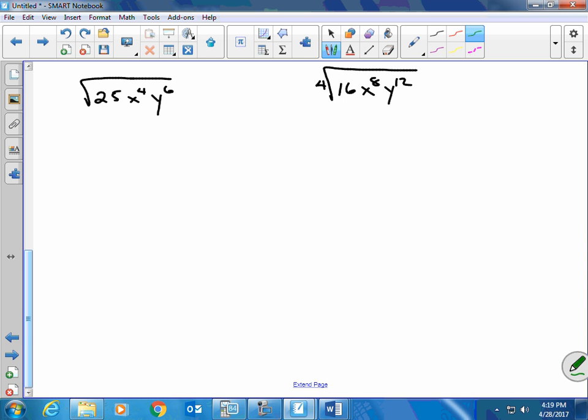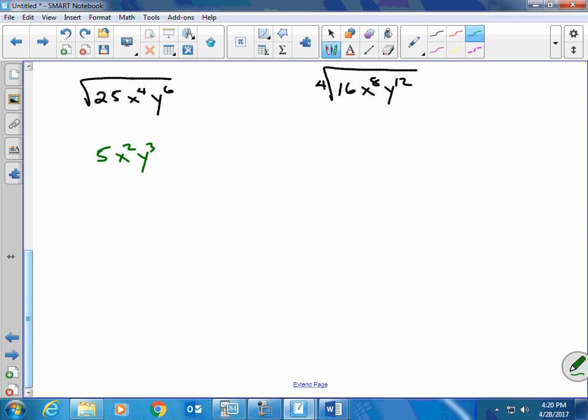Don't look at that as one big term. Square root of 25, 5. Square root of x to the 4th, x squared. Square root of y to the 6th, y to the 3rd. And if I multiplied 5x squared y cubed times 5x squared y cubed, I would get 25x to the 4th y to the 6th. So basically you're taking the root of the constant and then dividing the exponent by whatever the root is. So try the next one.